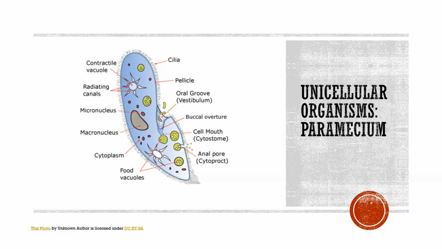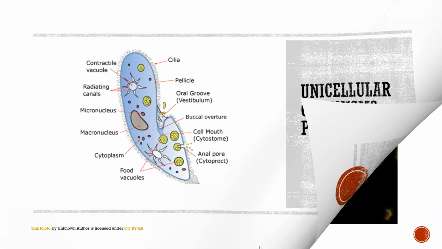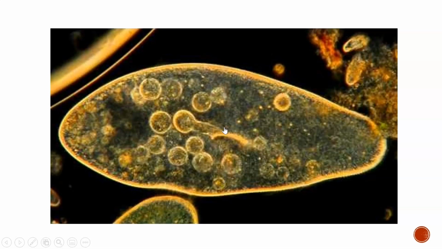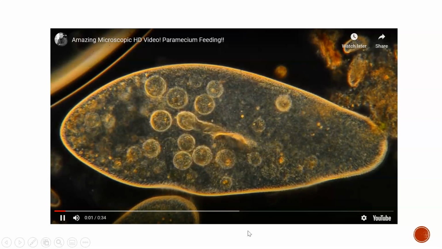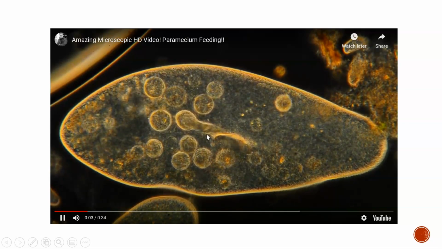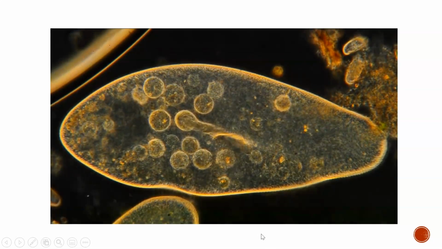You've got two different kinds of nucleuses, but I'm sure you would be able to tell the difference between what that means, a macro and a micro. So we will look at this further in class, but it's important to know the different organelles that we've got here. And as we move on, we're going to watch a video now on our Paramecium feeding. So you've got its cytostome there where it's actually taking in food.